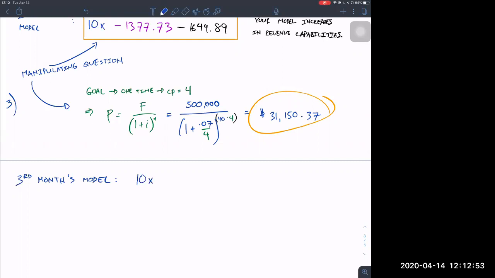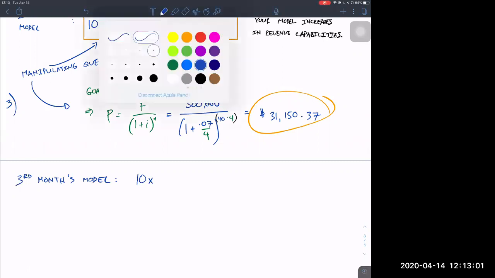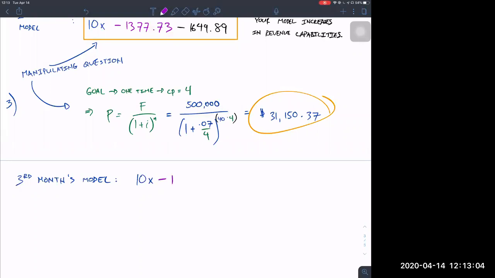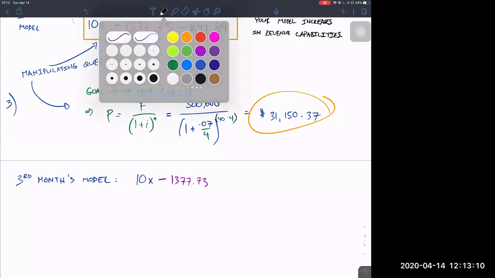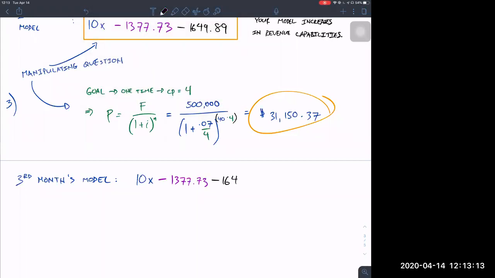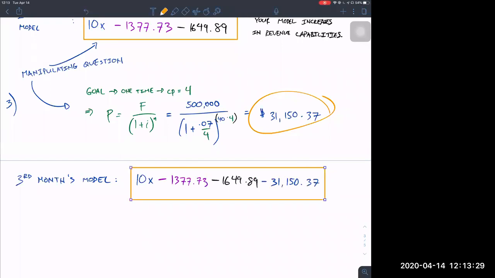Again, 10x, because we're pulling down from the second month, right? Didn't say anything about reverting back to 5x, so we move on from the second to the third month. We still have our monthly investment. That is still an expense there. We still have our monthly lease. And now all of a sudden we have this additional one-time expense. And this is the answer I would be looking for. All right. And that's it pretty much.